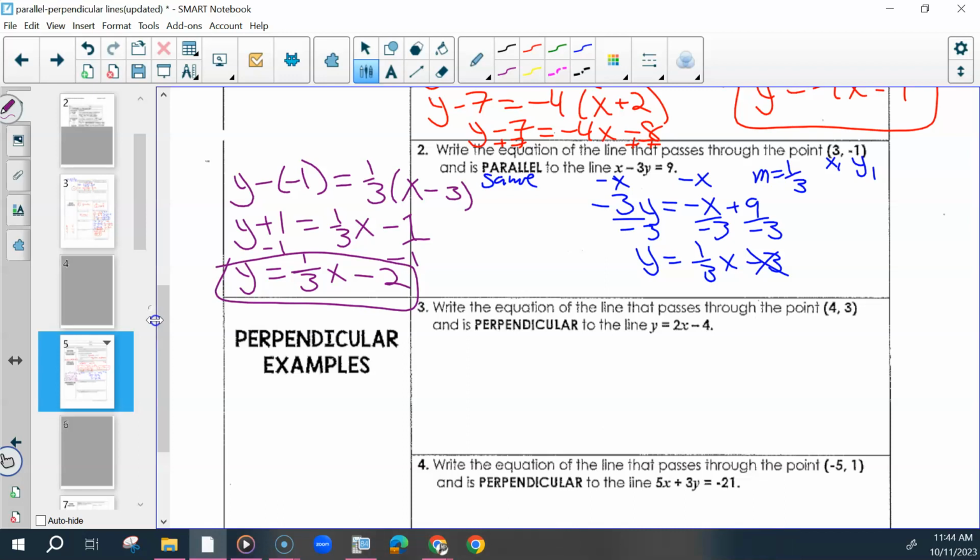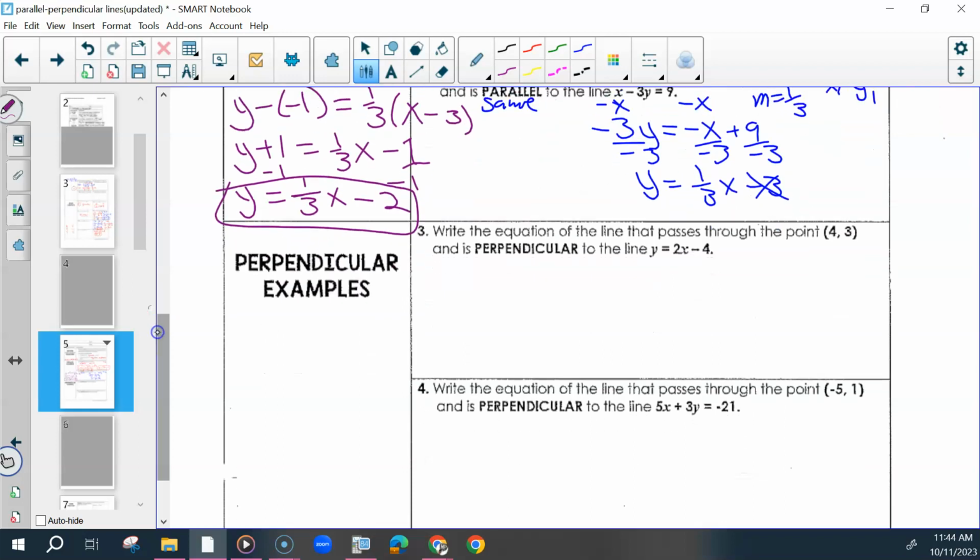Questions on that one? Any confusions as of right now? It's just going to get not harder, but more complex. There are more steps with a perpendicular. Let's try some perpendicular ones. Process is basically the same, but a little different.